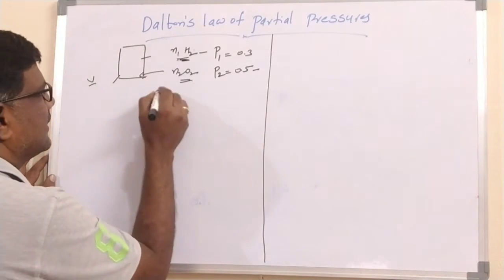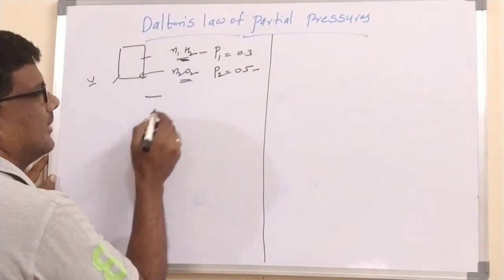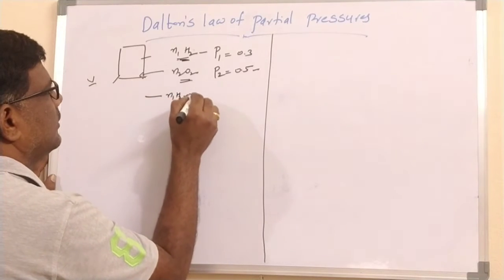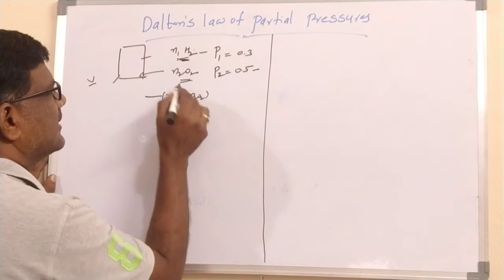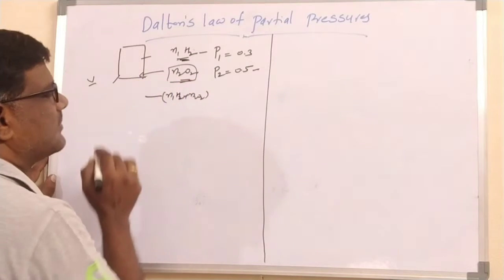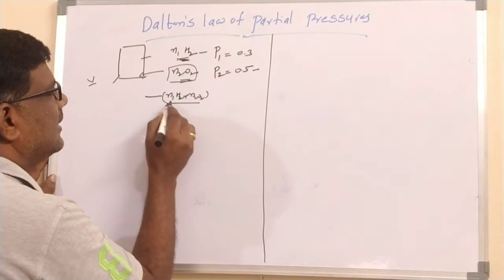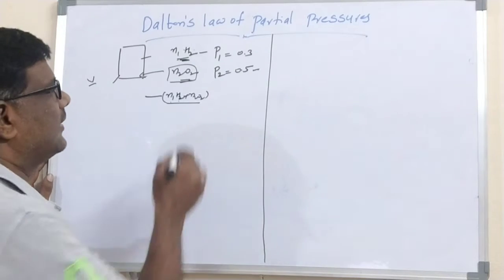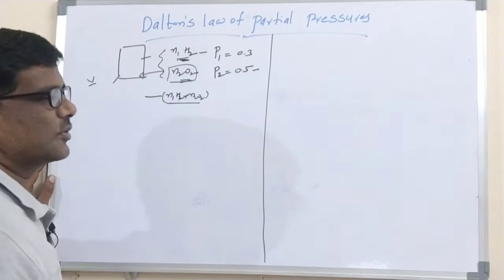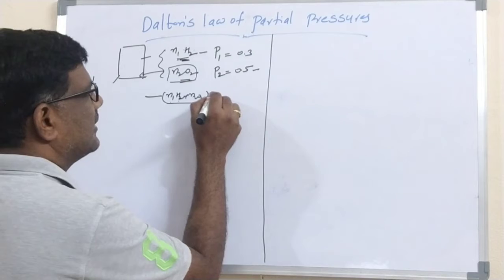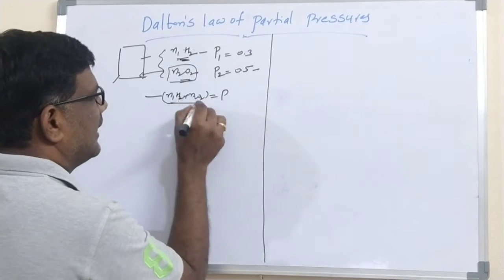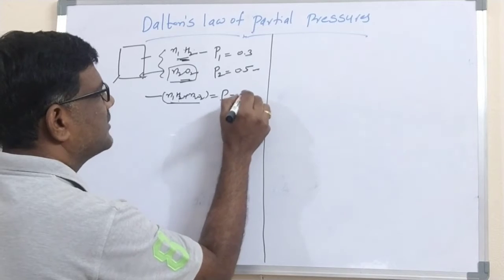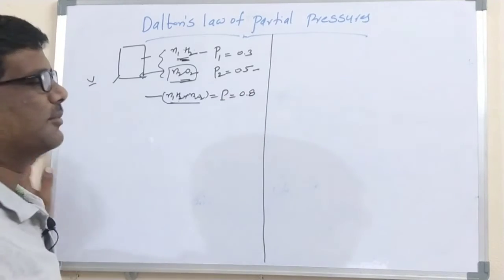Now, the third case. He filled the same vessel with N1 moles of hydrogen and N2 moles of oxygen, or simply, the N2 moles of oxygen present in the vessel is replaced with N1 moles of hydrogen and N2 moles of oxygen, meaning he filled it with the mixture of the first two gases. Immediately he observed the pressure exerted by the mixture of the gas, given as P, and this value is 0.8 atmospheres.